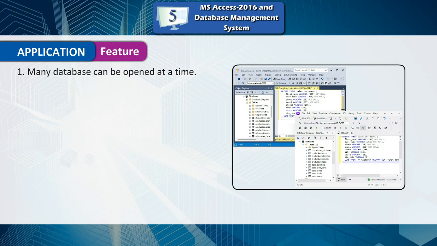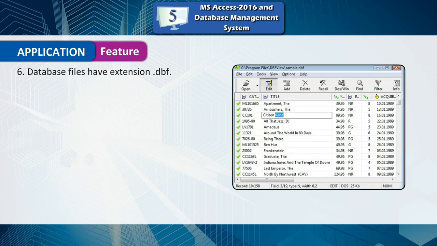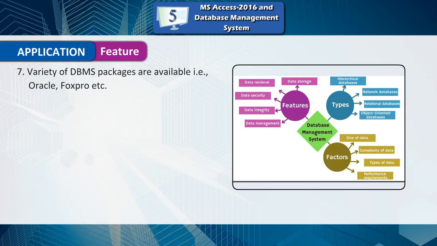Features. 1. Many databases can be opened at a time. 2. A maximum of 128 fields can be stored in a record. 3. A database file's name can be of 8 characters. 4. No special character or space can be used in a file name. 5. Sorting can be done on multiple fields. 6. Database files have the extension .dbf. 7. A variety of DBMS packages are available, that is, Oracle, FoxPro, etc.